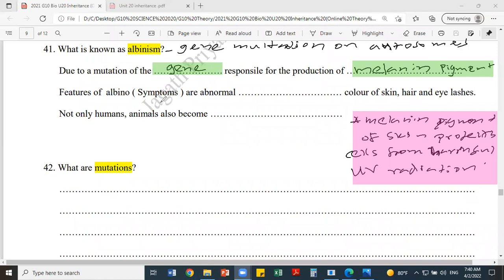Okay. Now next one, what are the features of albino? The symptoms: abnormal white skin, white color of the skin. Next blank, complete. Abnormal, very white skin. Sometimes not only humans, even animals can get this white color of the skin, even eyelashes, hair, everything. So not only humans, even animals can become albino. Example, you can write white peacock.